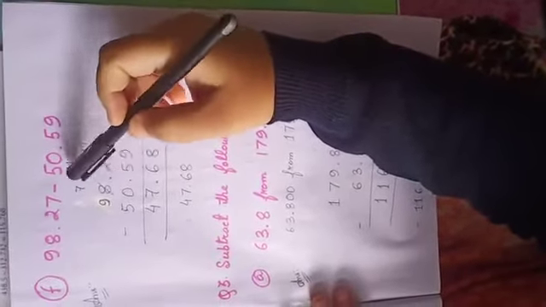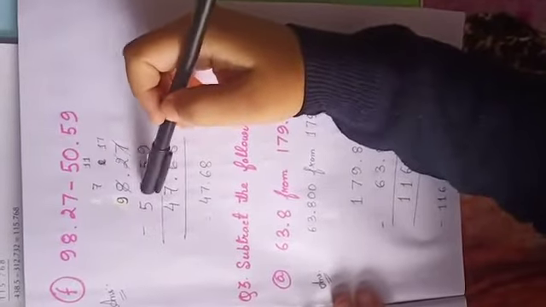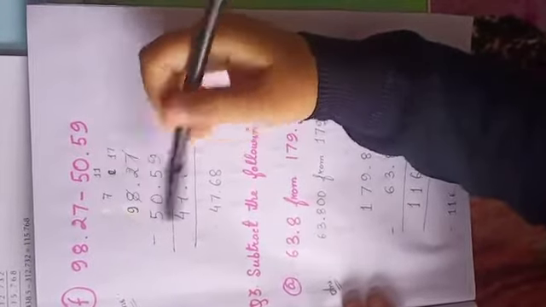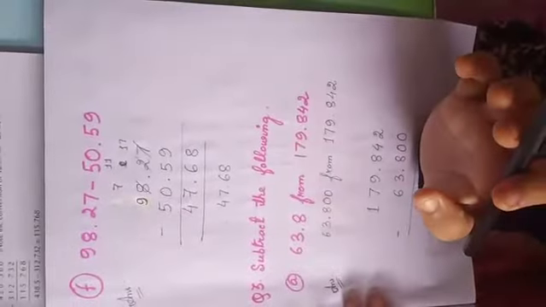Okay. Now you move to ones place. As you have borrowed 1 from here, this 8 has become 7. 7 minus 0 is 7. Now we will move to tens place. 9 minus 5 is 4. So our result is 47.68.